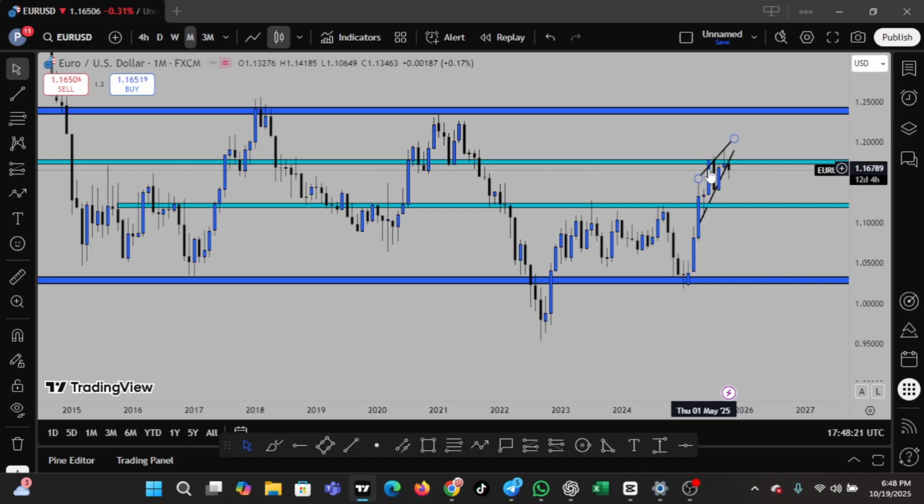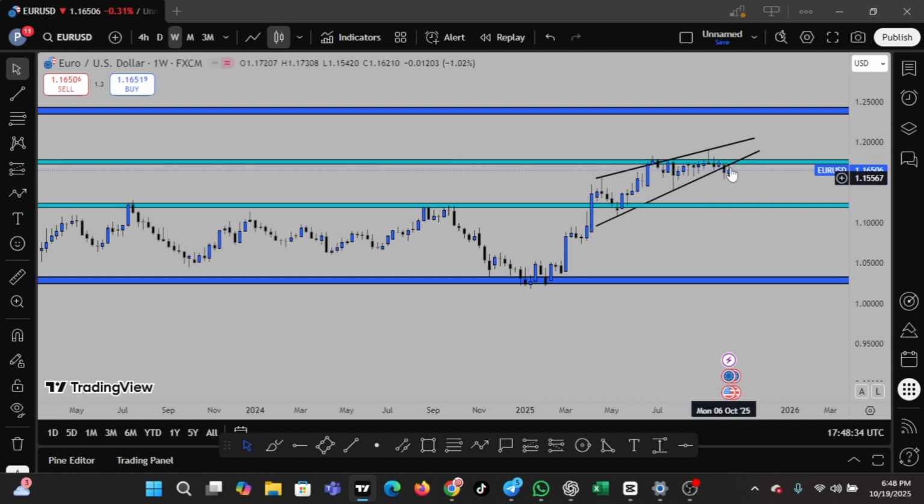This price has been unable to break above this level, so it's telling us that we may likely have some sellers sitting around this level. If we now scale down to the weekly chart to see how price action is moving in this region, number one thing is that I'm able to spot a chart pattern. This chart pattern is signaling a bullish exhaustion in the market, which is telling me that the bulls are getting weaker.